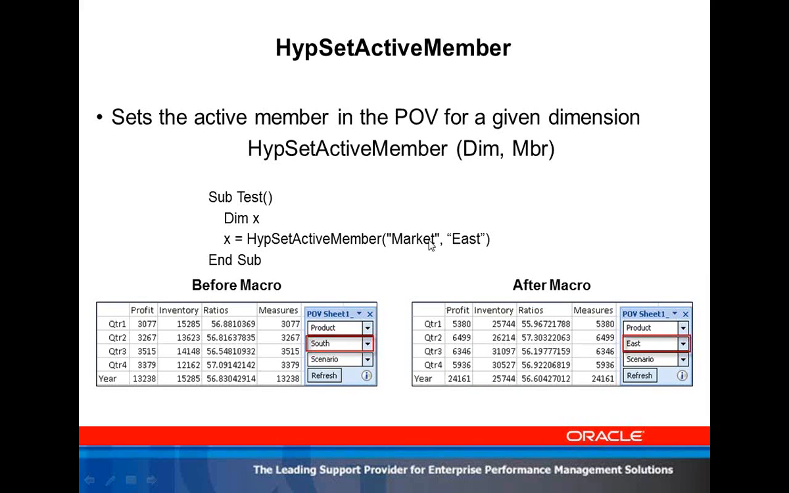Not only can I get the information, but I can set the information. South is my POV for the market, but in a macro I can say set the active member in market to East instead of South. And after running this macro, I've automatically changed the point of view in the POV toolbar.